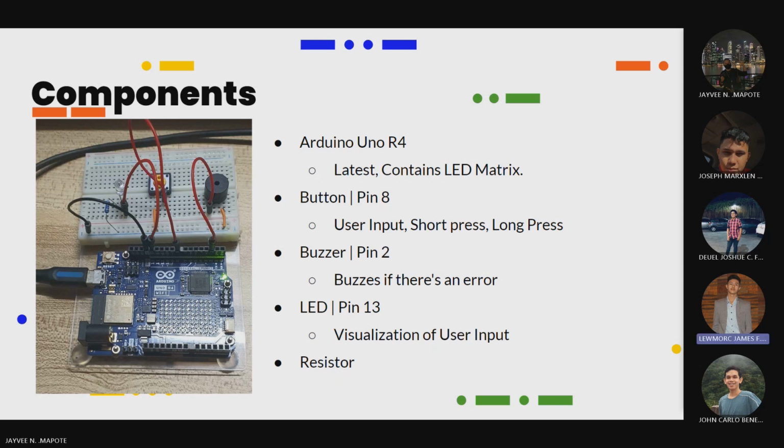So the button is used for user input, which accepts short or long presses. Then the LED provides a visualization, staying lit shortly or longer in response to the button. Lastly, the buzzer indicates an error. Based on the user input, it will buzz if the system cannot identify the Morse code input. Next.